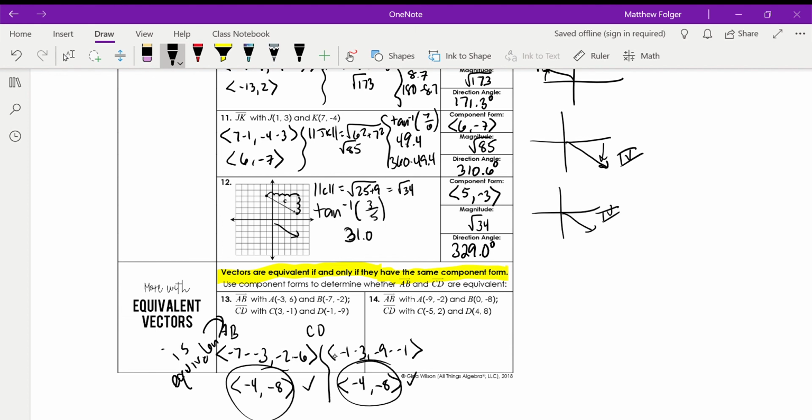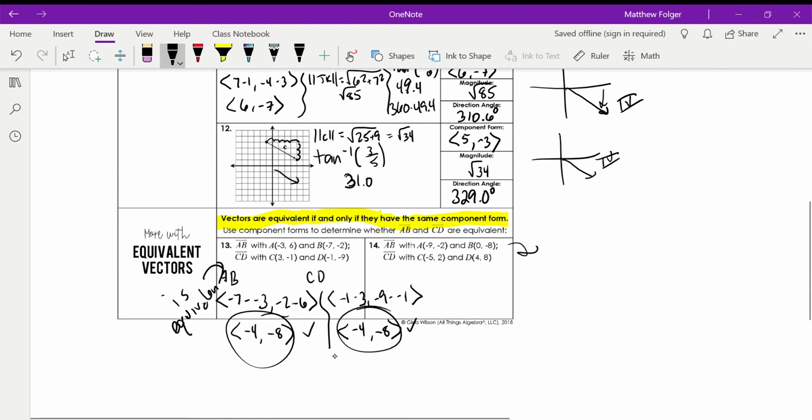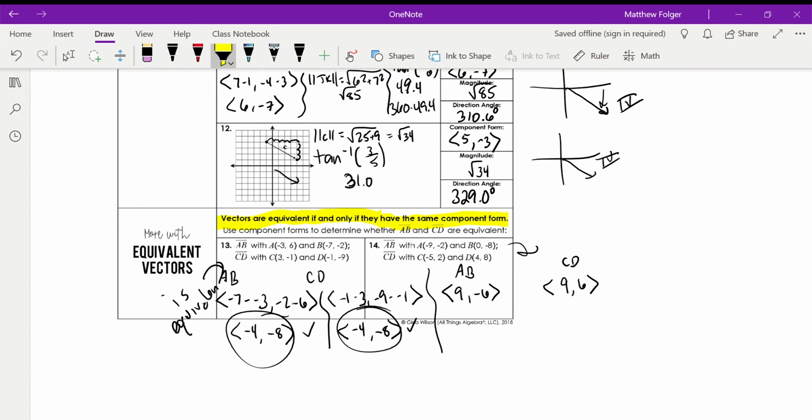So we can do the same thing. If you want to try 14 on your own, go ahead. But AB and CD. Let's try AB first. I'm just going to do it without writing the first step here. 0 minus -9 is 9. -8 minus -2 is -6. CD is 4 minus -5, which is 9. And then 8 minus 2 is 6. Notice, are these the same? No. -6 is not the same as 6, so those are not equivalent.